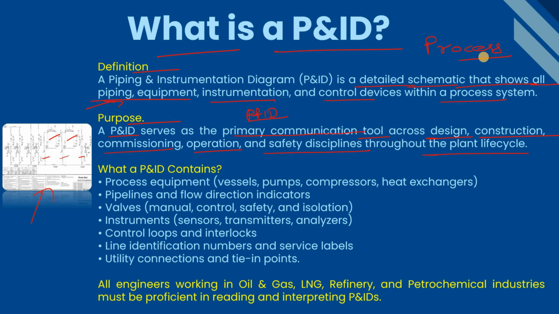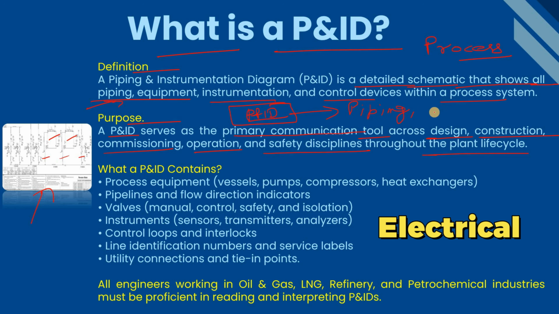Process department and process engineer, right? So when we prepare the P&ID, it is the primary communication tool for whom? When you prepare the P&ID, you issue that P&ID to the downstream disciplines. Downstream disciplines means your piping, then mechanical, electrical, instrumentation, civil, and site as well. You issue the P&ID so that they can do their work and issue their deliverables.